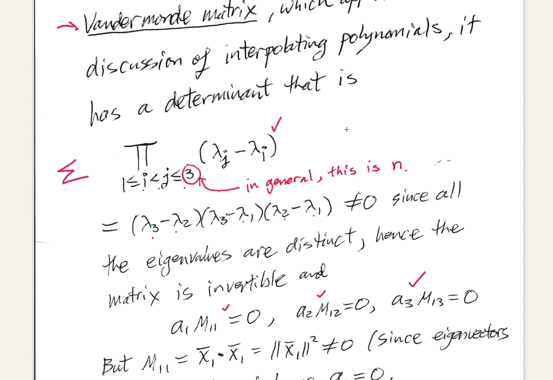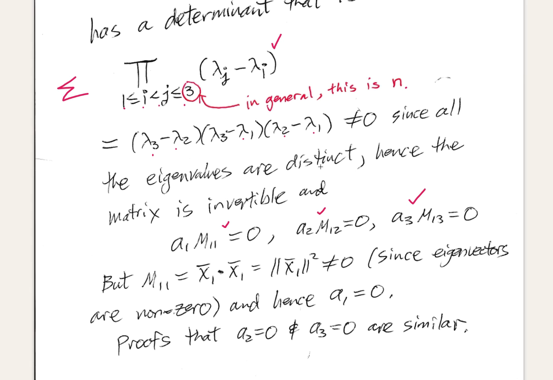All right, so we're almost there here. I would point out one quick thing. Remember m sub 1 1 is actually what? x sub 1 dotted with x sub 1, right? That was our notation. That is the square of the magnitude of x sub 1. That's not 0, because remember, eigenvectors are non-zero. So m sub 1 1 is not 0, but a sub 1 times m sub 1 1 is 0. What does that imply? a sub 1 is 0.